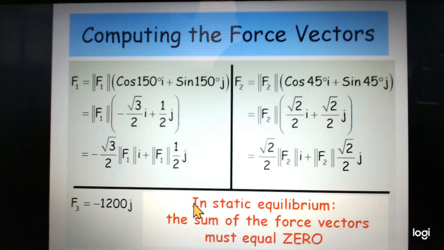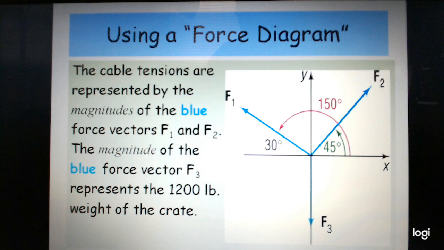And the idea is in static equilibrium, static means at rest. In other words, we don't have motion. So the forces have to balance. The sum of the force vectors must equal 0. So when there is no motion, it means the force vectors are in balance. You have as much up as down, as much left as right, and so forth. So the sum of the force vectors must equal 0. So that's an important idea, and that's going to give us our equation, which we're going to solve in a little while.